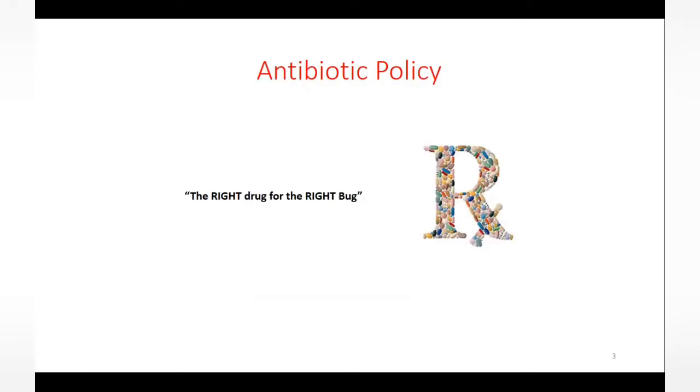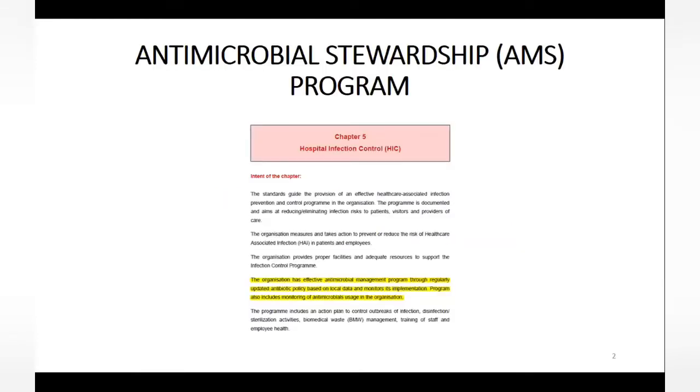Now, what is antimicrobial stewardship? Antimicrobial stewardship can be explained in terms of 7 R's. That is, the right drug against the right bug, that is, the right antibiotic against the right pathogen, for the right person, at the right time, at the right dose, right duration, right frequency, and through the right route. In short, it's the rational antimicrobial usage that constitutes our antimicrobial stewardship.